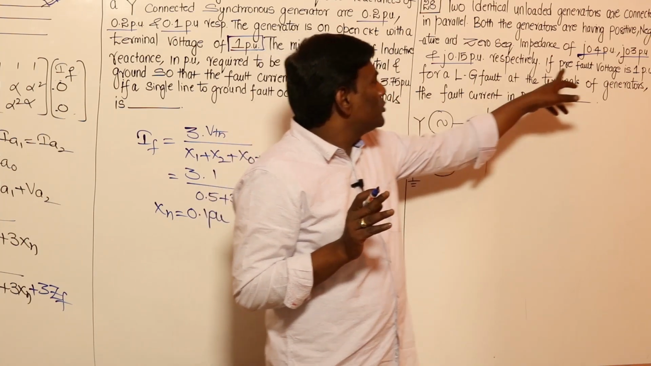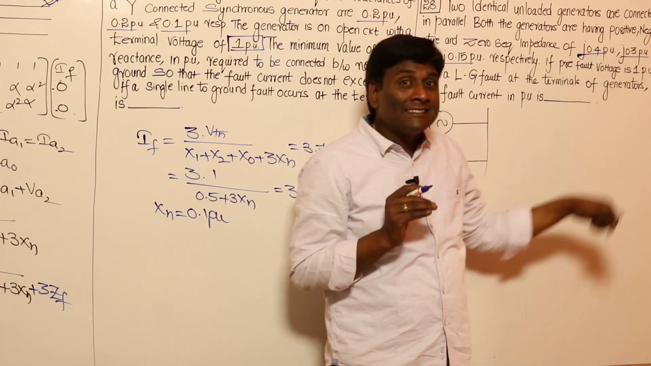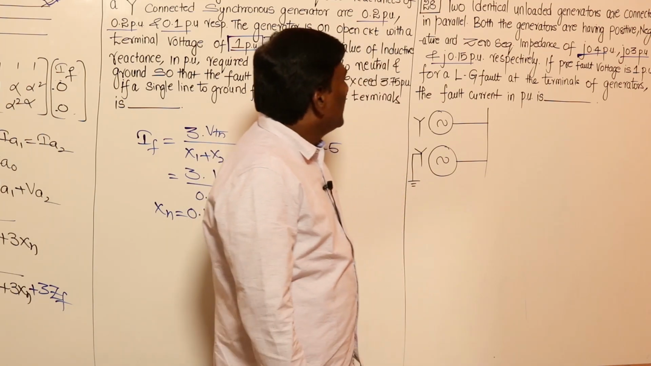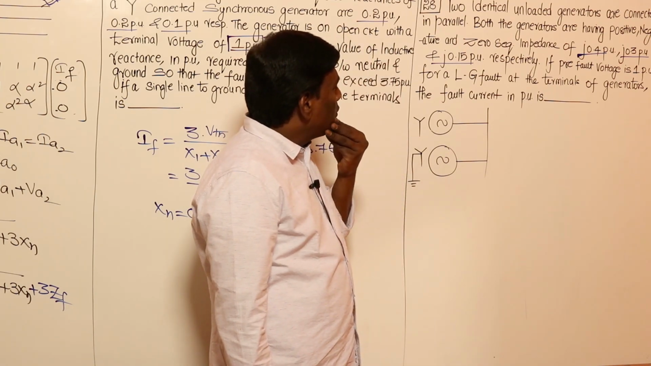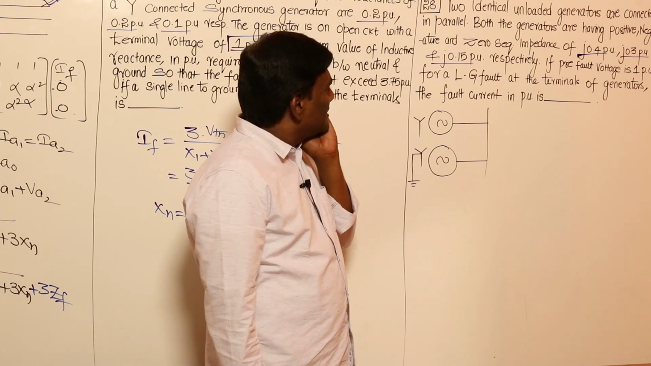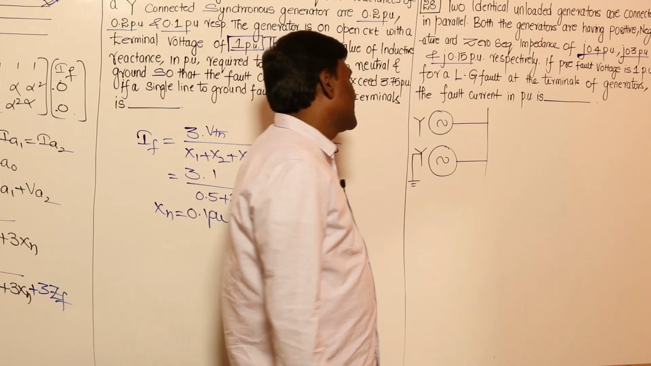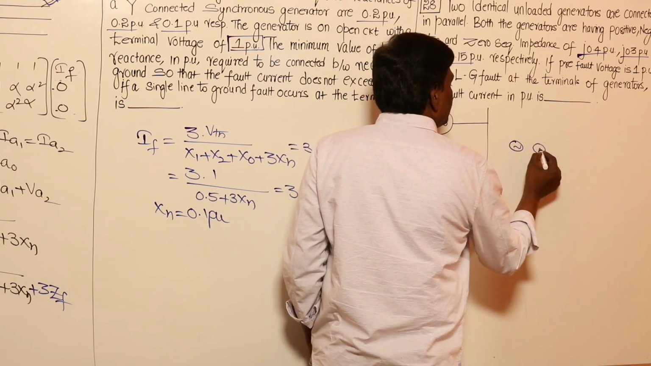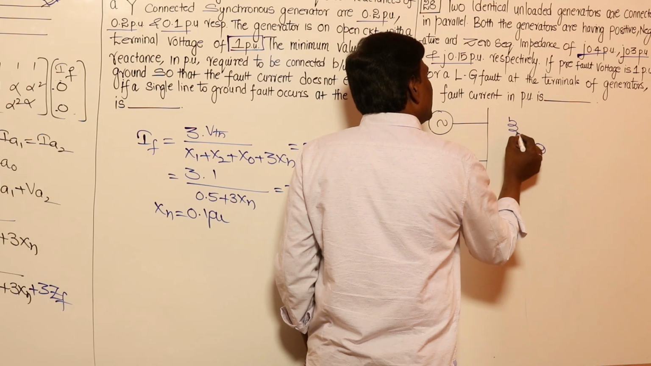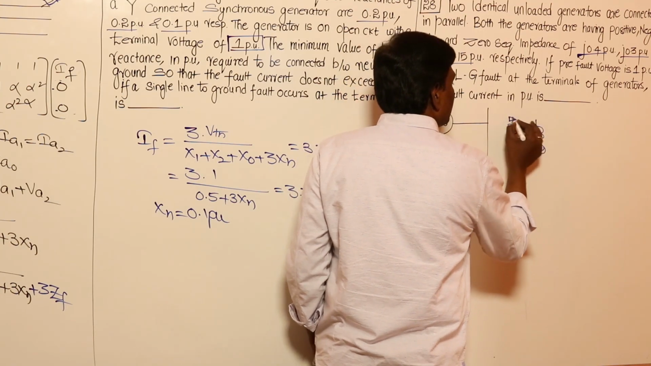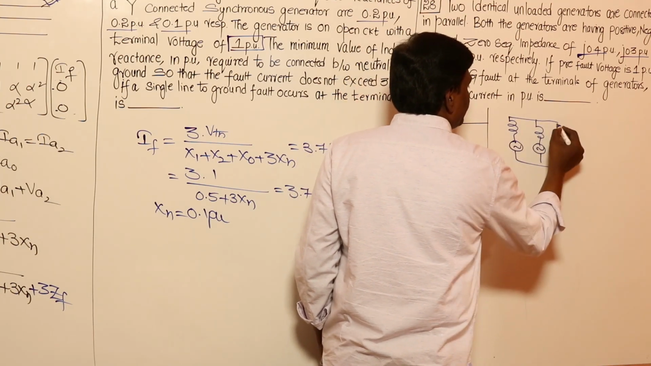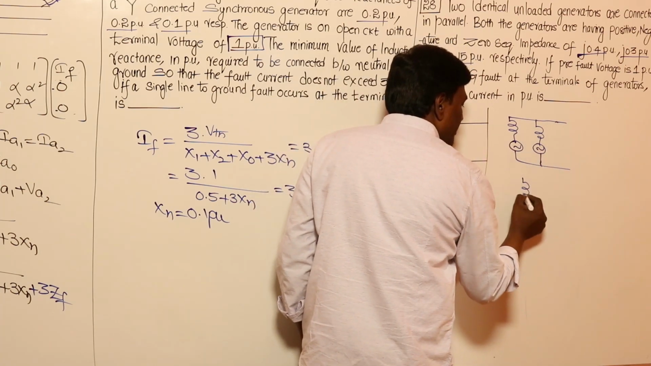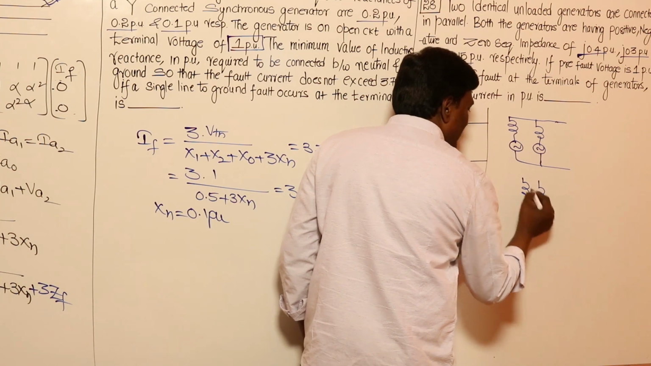Now here, positive sequence is more, negative sequence is less. What does it mean? It's a salient rotor machine. And zero sequence is anyway there. If the pre-fault voltage is 1 per unit, for an LG fault at the terminals of the generators, the fault current in per unit is? Okay. So for example, positive sequence reactance. Okay. So for that, let us think of negative sequence, because two are connected in parallel.